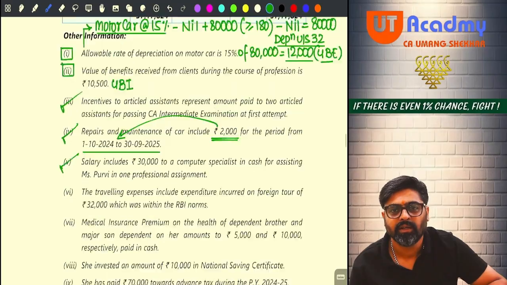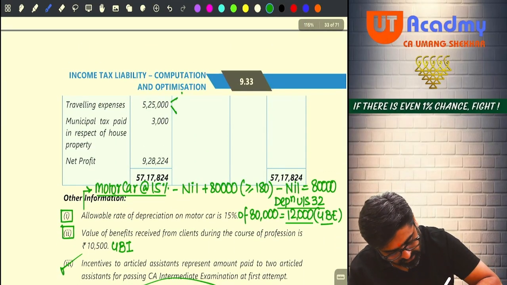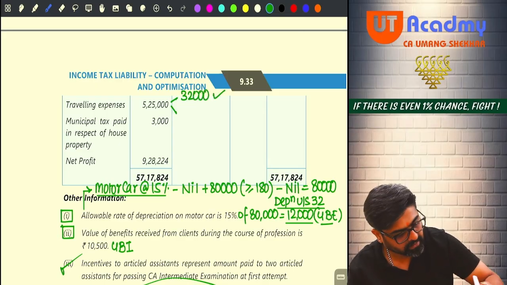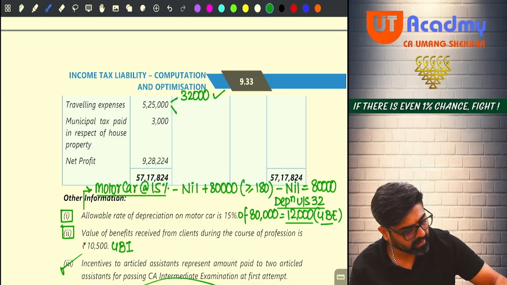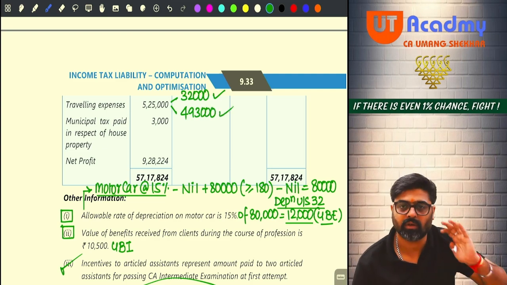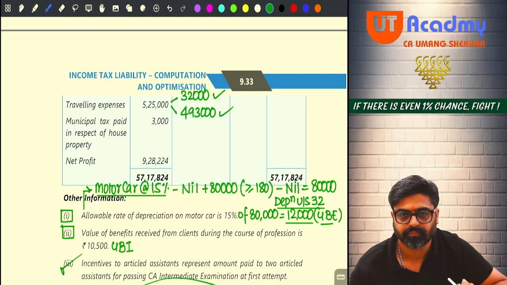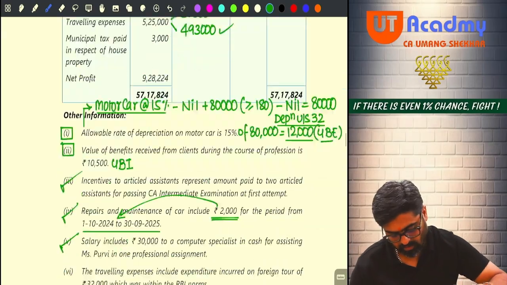Hello, sir. So in my traveling expense, this 32,000 spent on foreign tour is also allowed, and the balance is how much? 5,25,000 minus 32,000 will give me 4,93,000. That traveling expense is also allowed. That is also my business related expense. Will you remember? Now, next one.